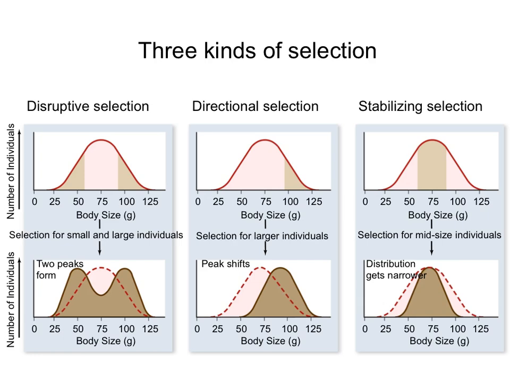Stabilizing selection: you start with a bell curve population, and now instead of pushing them in one direction, you're pushing it towards the center. So you're sort of squeezing the population, and the dispersal that you started with, somewhere in the range between 25 and 125, now your range is much smaller, somewhere between around 30 and 100. So you squeeze in the individuals in the population and you're favoring those at the middle.